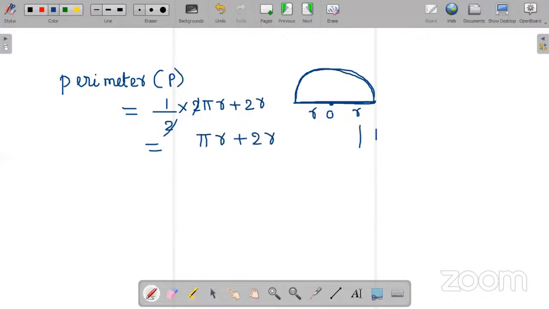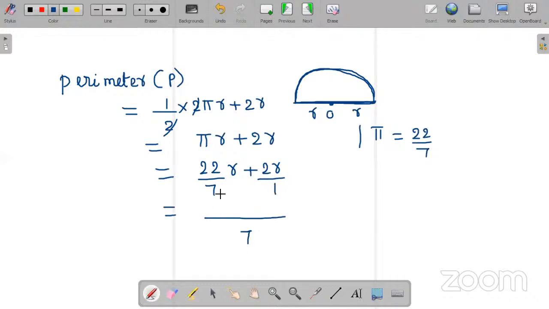We know that pi is equal to 22 by 7, so let us substitute here: 22 by 7 r plus 2r. Let us simplify. 2r by 1 also we can write. 7 is the LCM. 22r plus 7 into 2r is 14r. So 22r plus 14r is 36r by 7. This is the perimeter of the semicircle. I hope it's very clear now.